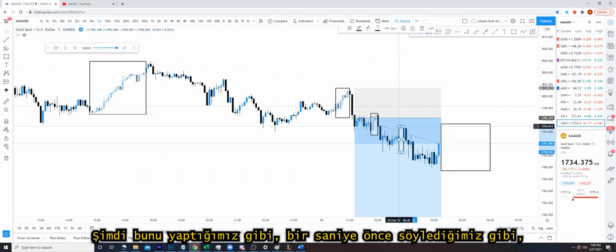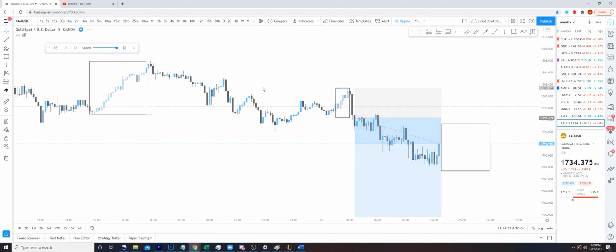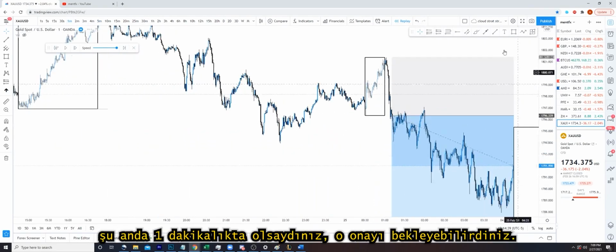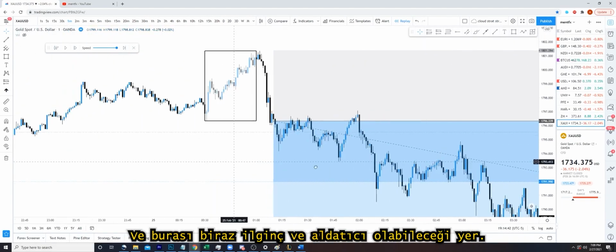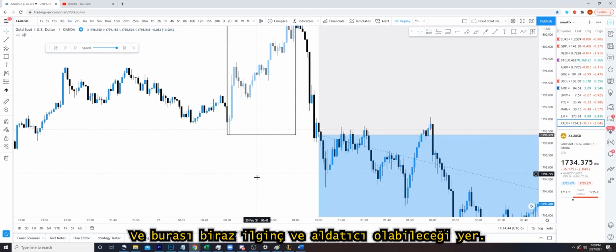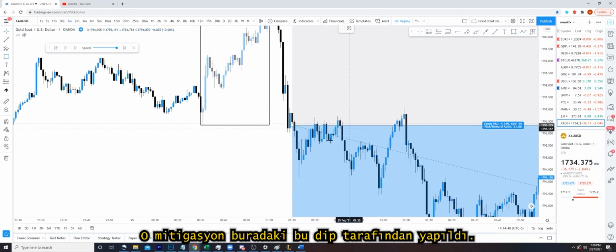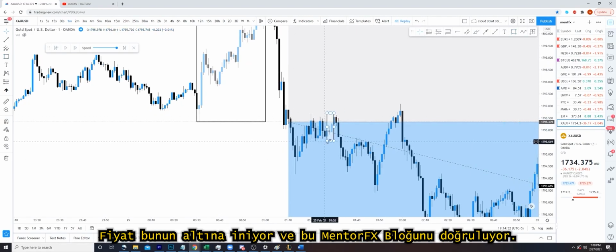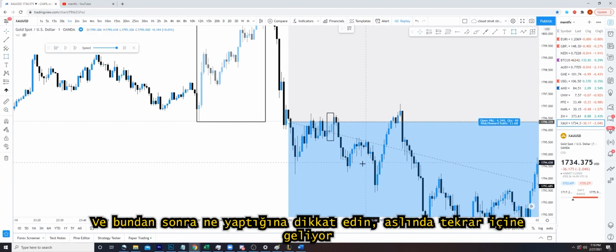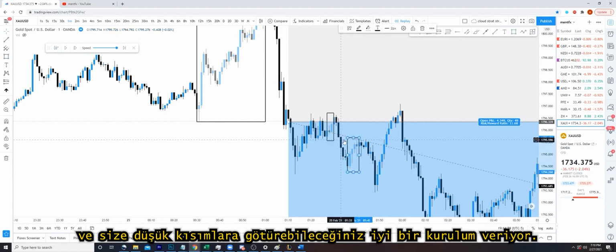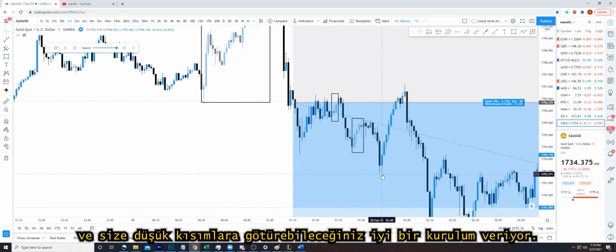Now, the same way that we did that, like we just said a second ago, if you were on the 1-minute, right? Now you can wait for that confirmation. And this is where it can get a little bit interesting and tricky. They are not always going to hold. We have a mitigation right here. That mitigation is made by this low right here. Now notice what happens. Price gets below that and validates this MentorFX block. And notice what it does after that. It actually comes back up into it and gives you a good setup that you can take to the lows.